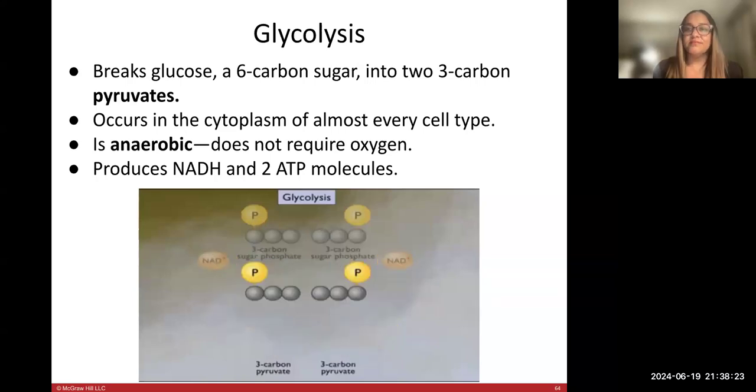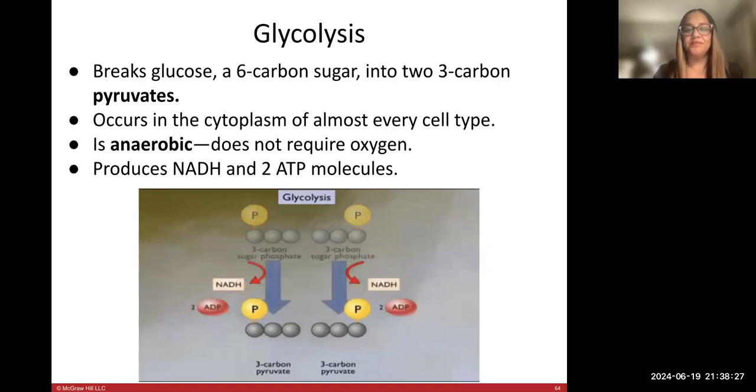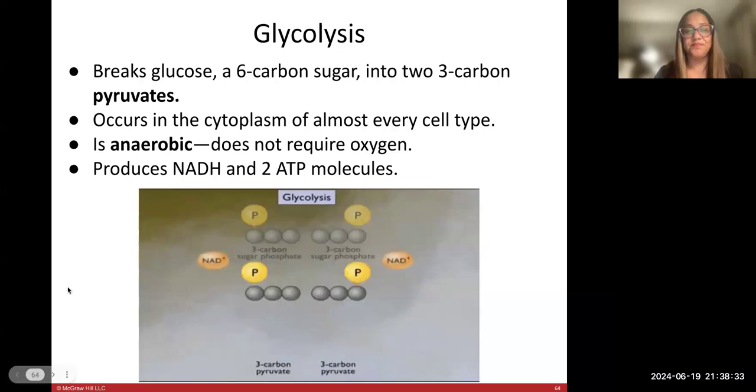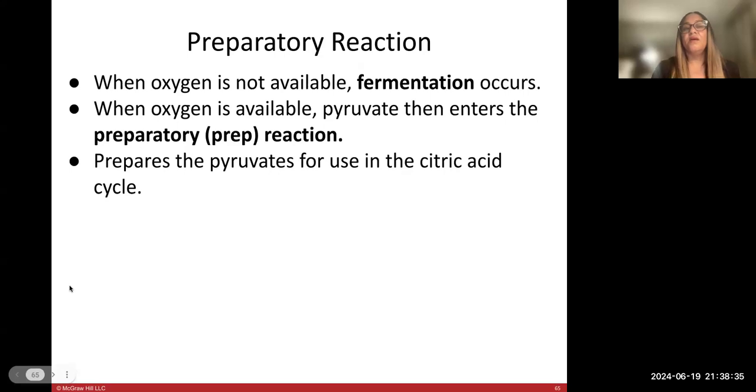NADH are other energy molecules that our body uses besides ATP. You can see it very simply in that GIF. You start with 6, they get split into 3. When oxygen is not available, fermentation occurs. When oxygen is available, the pyruvate then enters the prep reaction, which prepares the pyruvates for use in the citric acid cycle.